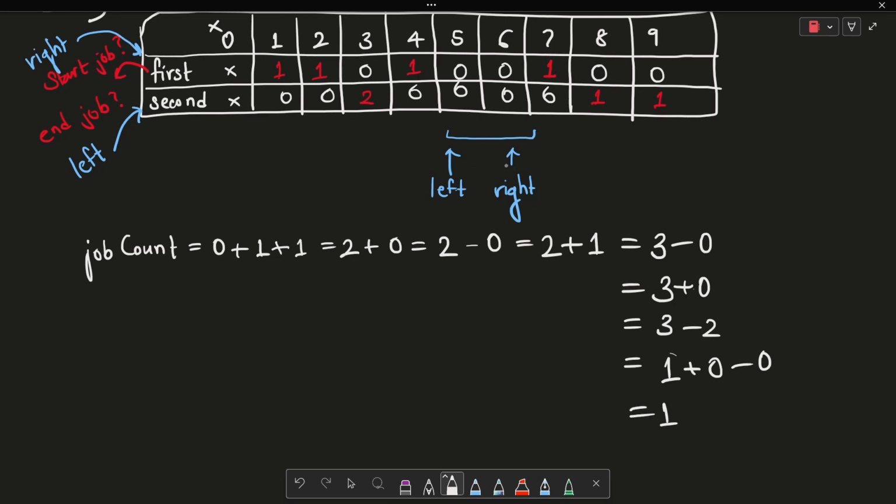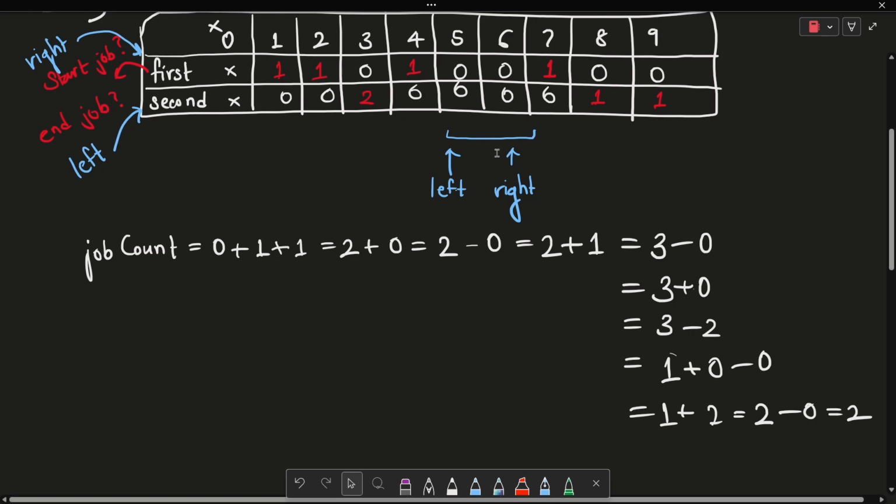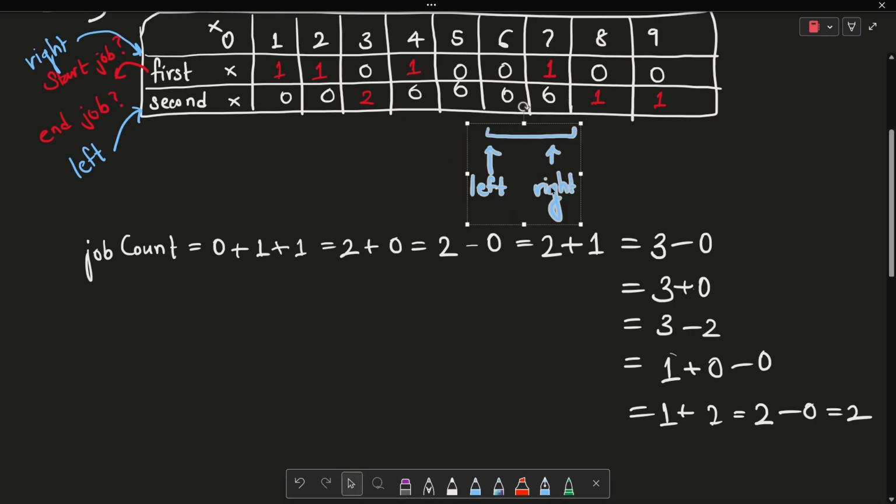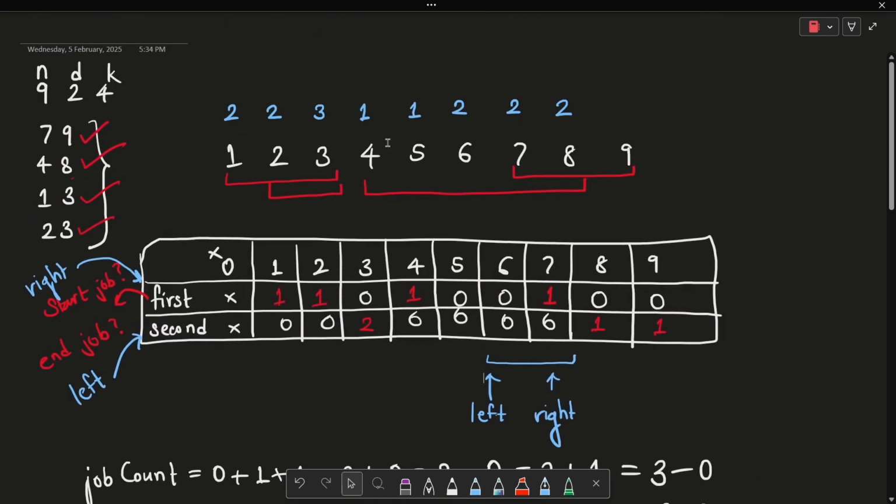Fine. Now when I move again further, there is a 1 here. So plus 1. So this becomes 2. Is there a job ending on the fifth day? No. So minus 0. So 2. So now my window comes here. 6 and 7. So for 6 and 7 I have 2 distinct jobs. Yes, that's true. One this and the other one this.